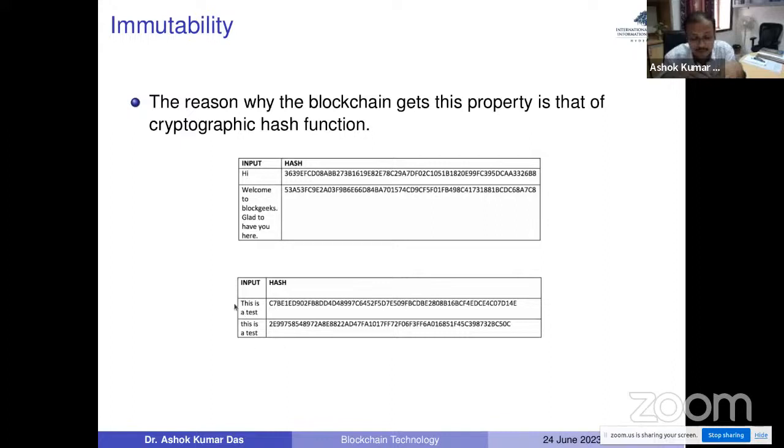If an attacker or you try to replace the uppercase T by a lowercase t, the meaning of the sentence is the same, but you'll notice that the hash value is completely distinct, different, and random. That is one of the beautiful properties of cryptographic hash functions. They are very sensitive even to small perturbations in the input. Even a little difference in the input generates a completely random and distinct hash output.